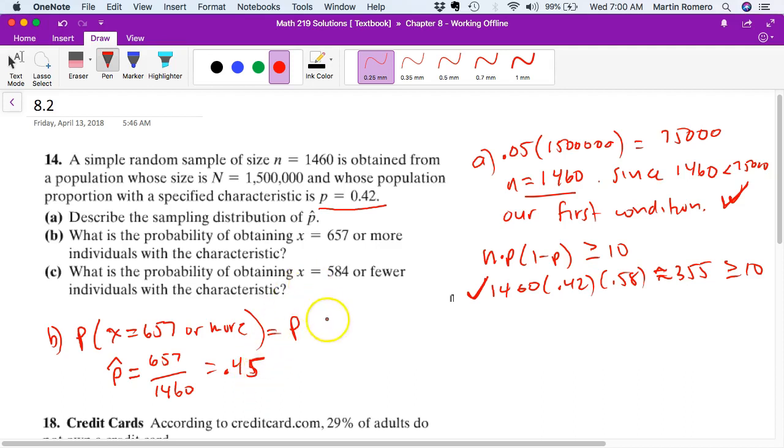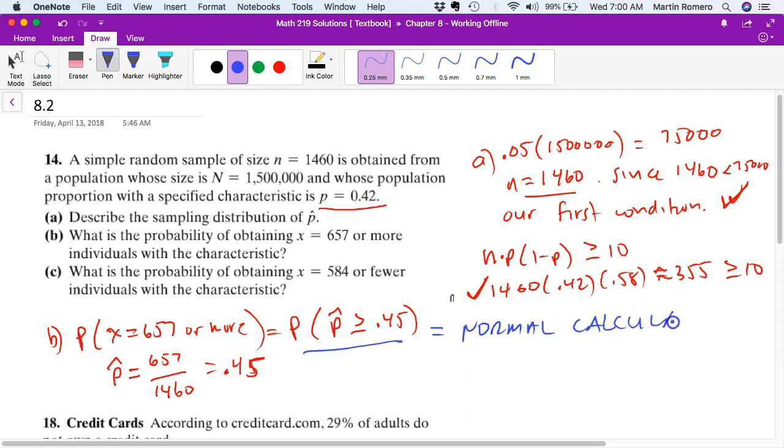And so now what we're really trying to find here is the probability that the proportion is greater than 0.45. So this is the problem we're actually doing here. They gave us the numbers and we had to convert it to a proportion. Now, to answer that question, we need to use the normal calculator, because we're talking about a normal model.